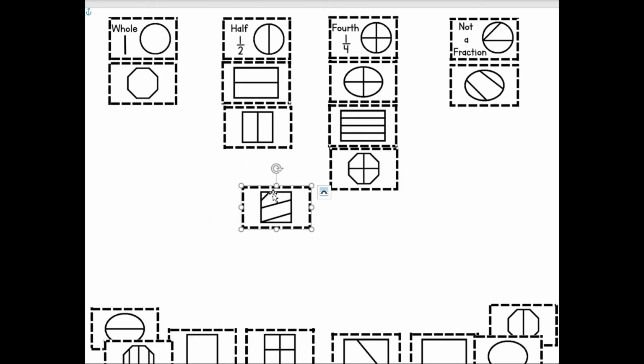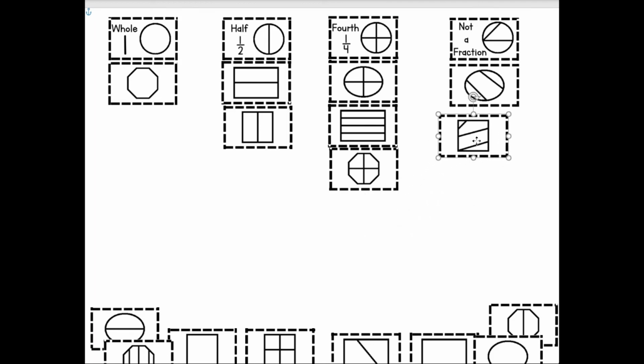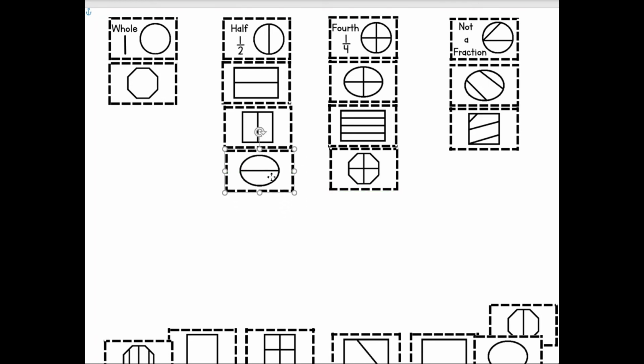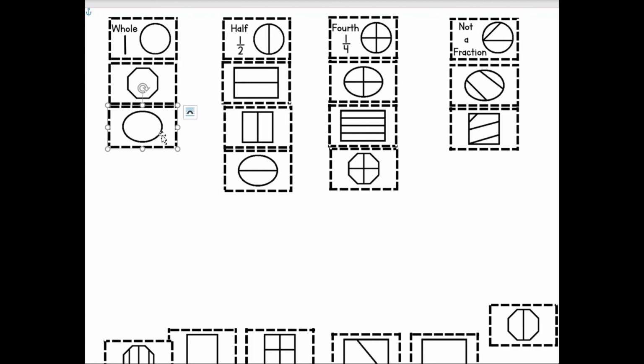And we have this piece. This is also cut into 4 pieces, but I'm noticing that they are not equal. So you might get tricked. Don't get tricked. You don't want to put it here because these pieces are not equal. So this is not a fraction. All right, then we have this oval. It's cut into 2 pieces, so it is showing you halves. Again, it does not matter which direction you go when you cut something in half as long as you have equal shares. All right, this is showing you 1 whole oval, so I'm going to put it here.